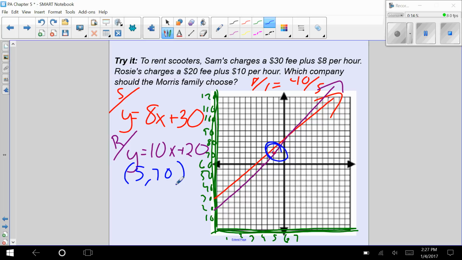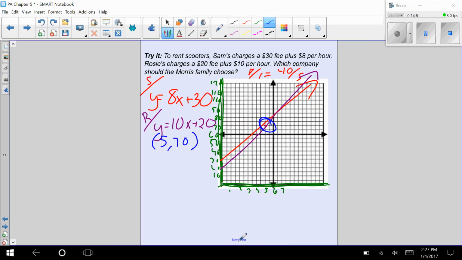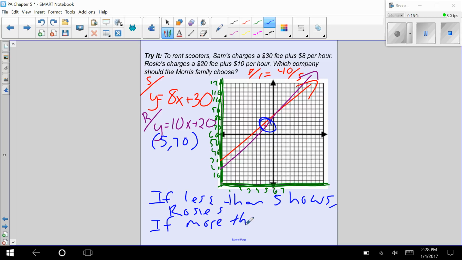My answer, which company should the Morris family choose? So if they want less than 5 hours, they should choose the purple, which is Rosie's. If they want more than 5 hours, they want the red, which is Sam's.